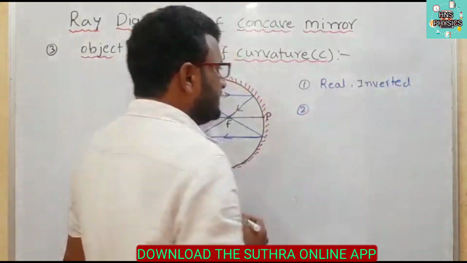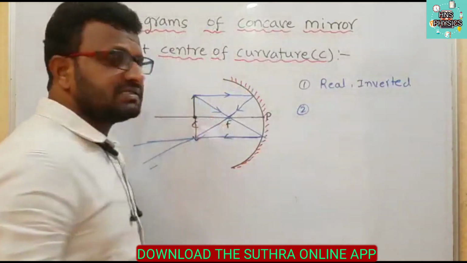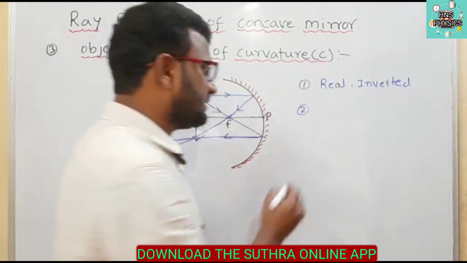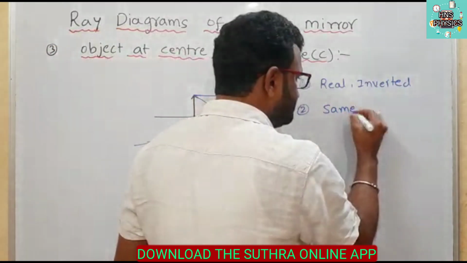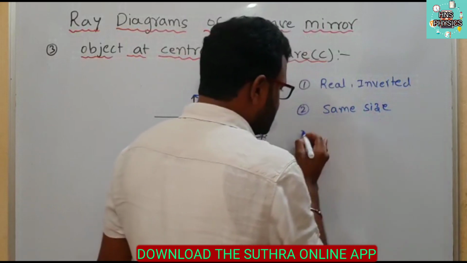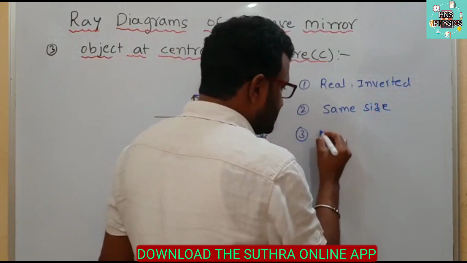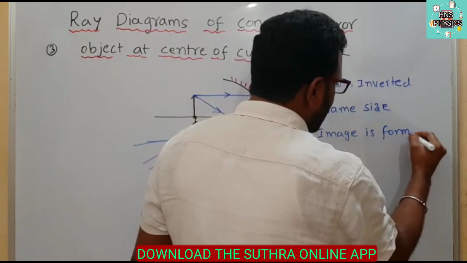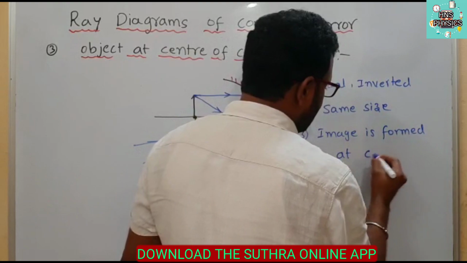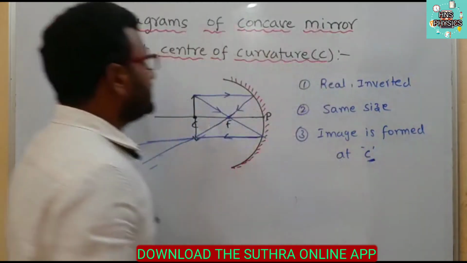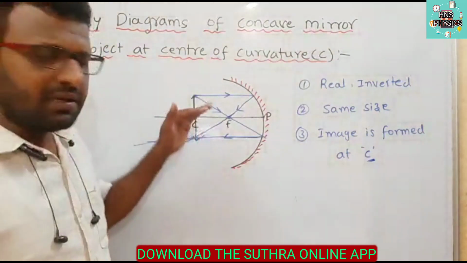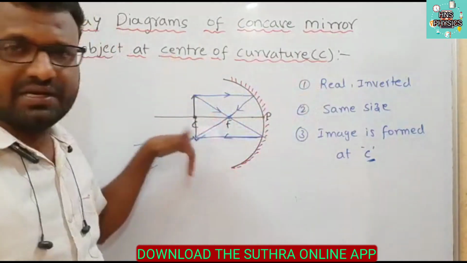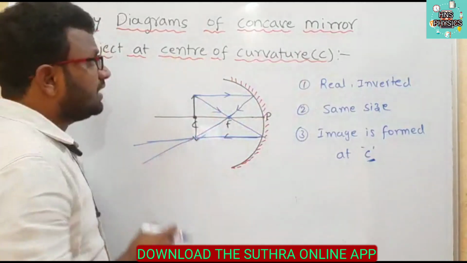Next, size. What about size here? Same as the size of the object. That image size is the same as the size of the object. So, right, same size. Next, come to the third one. Image is formed at C. C means center of curvature. Here the object is placed at the center of curvature, the image is also formed at the center of curvature, and it is real, inverted. Right, so this is the third one.